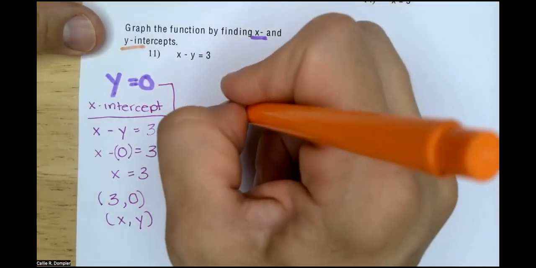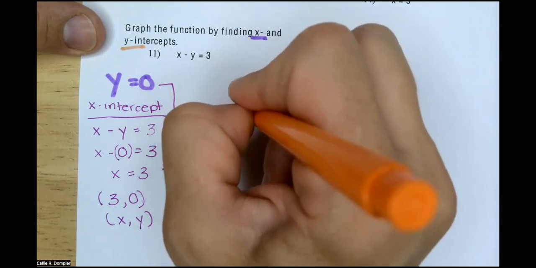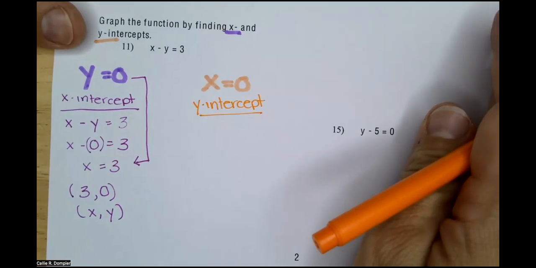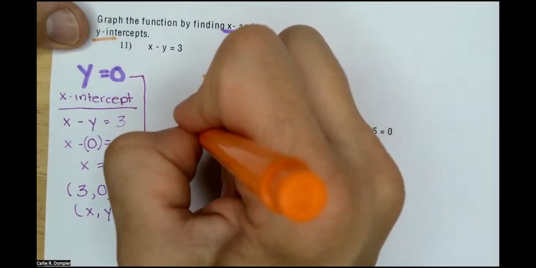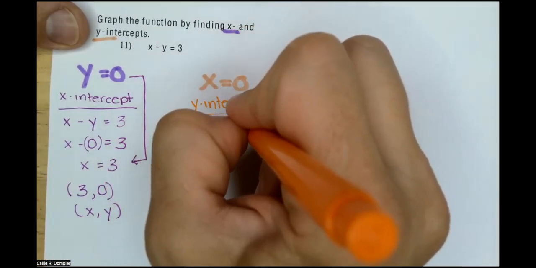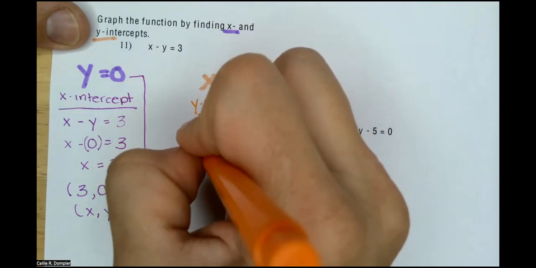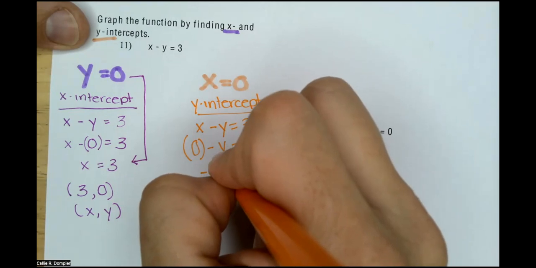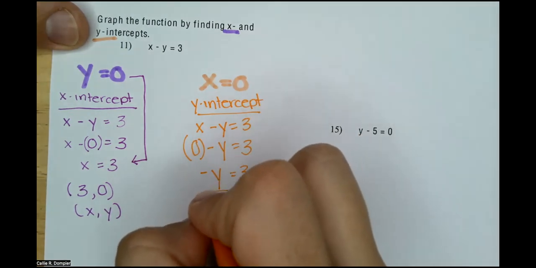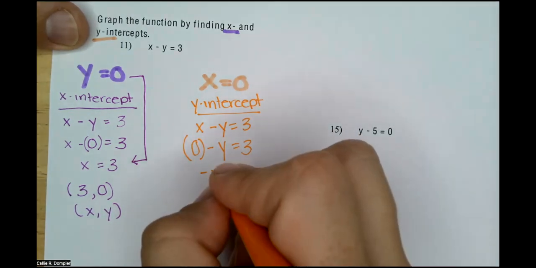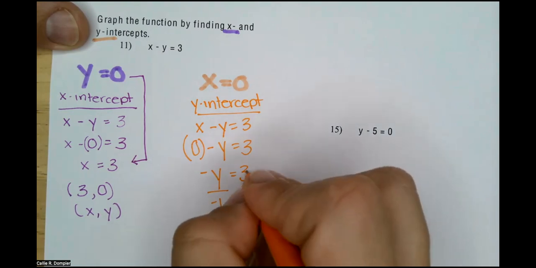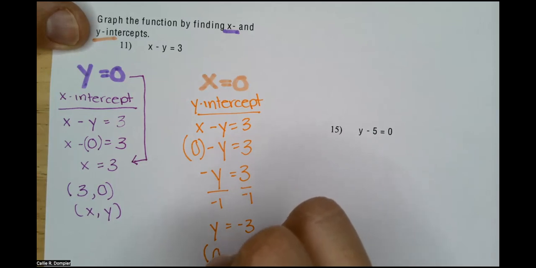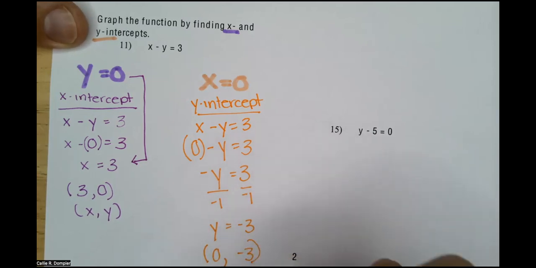For my y-intercept, x is 0. Same problem. X minus y equals 3. 0 minus y equals 3. Negative y equals 3. Divide by negative 1. Negative divided by negative is a positive. Positive divided by negative is a negative. Y equals negative 3. So that point is 0, negative 3.